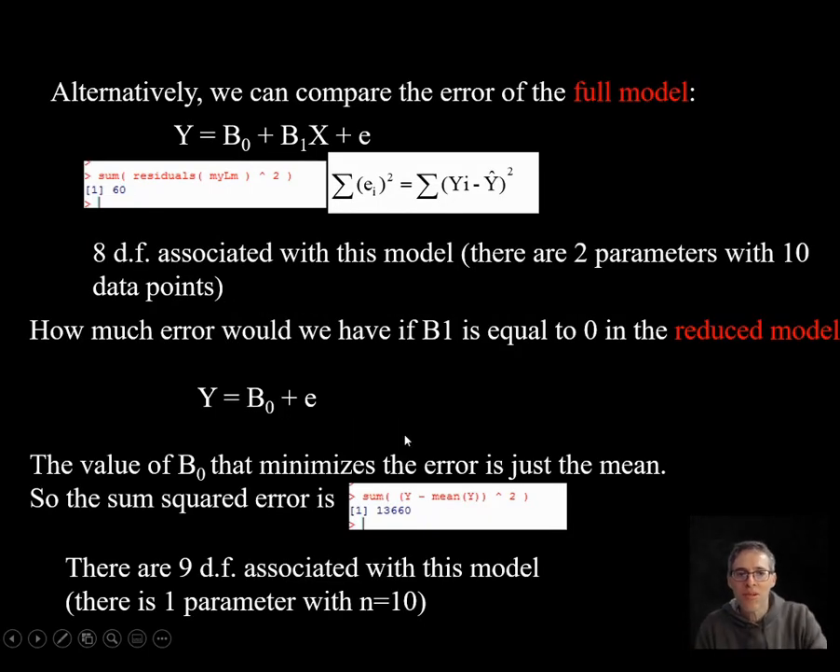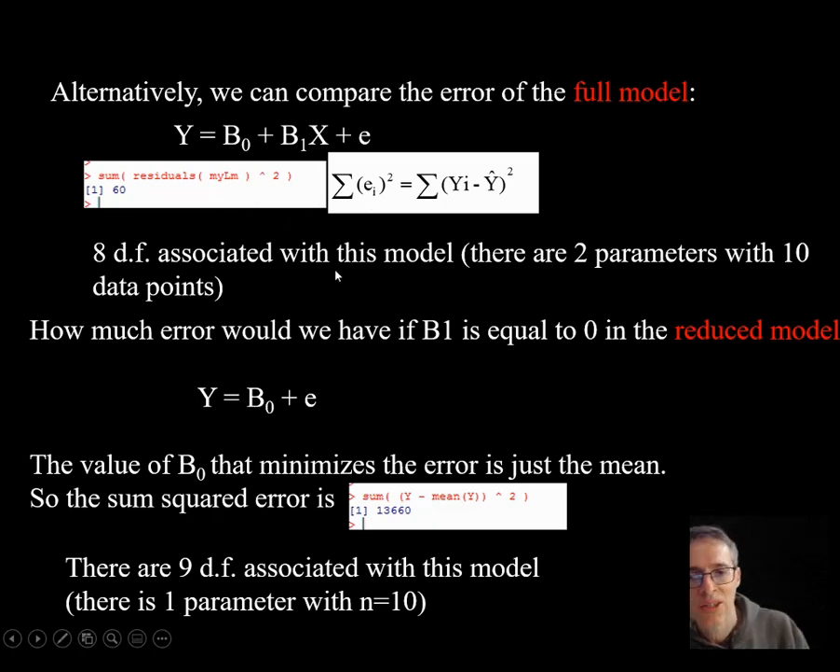So the ANOVA approach takes a different approach. The ANOVA approach says, well, let's consider this as the full model. What's the error associated with this model? We know the error associated with this model is just the residual sum squared, right? So the error associated with this model is just the distance of the data points from the regression line, and that's the sum of the residual squared, and that's 60, which we just showed.